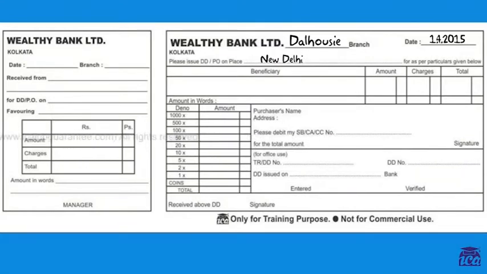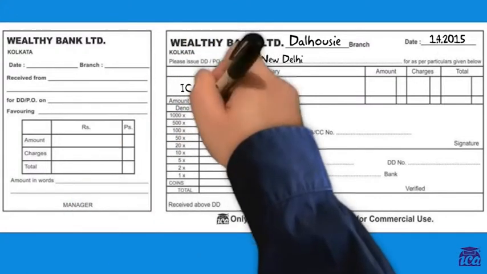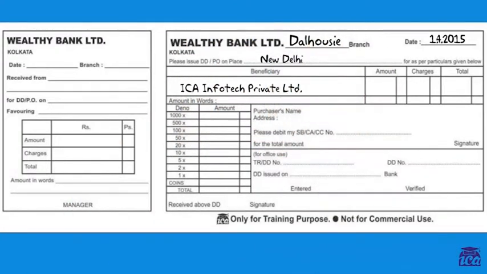Then come the particulars. We need to fill in the other details, that is, to whom the demand draft is addressed. So who is the beneficiary of this demand draft? Let's say the beneficiary is ICA Infotech Private Limited. So ICA Infotech Private Limited has requested a demand draft in New Delhi. So I am getting this demand draft made in the Dalhousie branch of Wealthy Bank Limited in Kolkata.